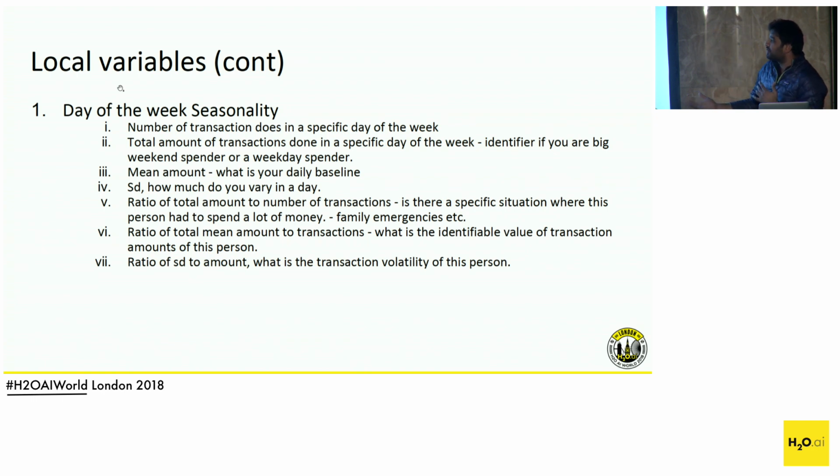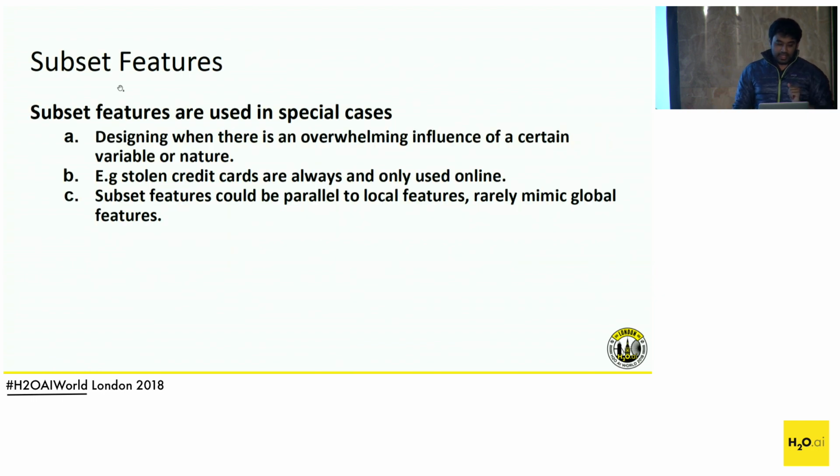And then you can look at also your ratios. Ratios are kind of a very healthy thing to put into your model. You can look at your transaction volatility specific to a person as well. That kind of gives you a large idea of how your local variables fit into the model.